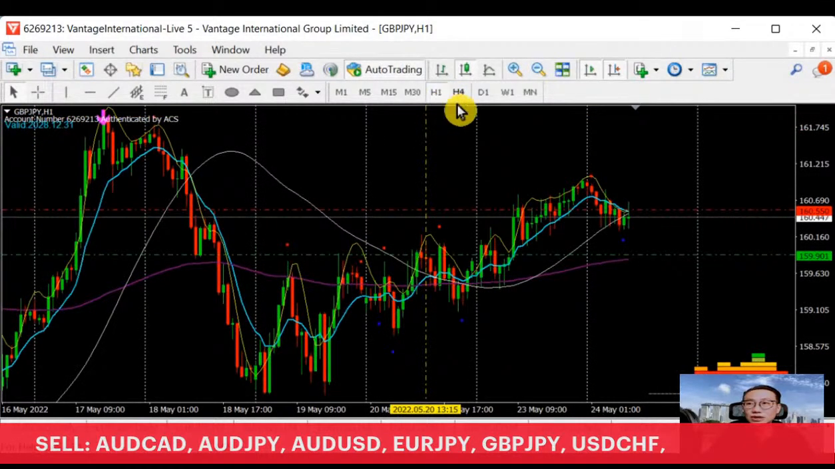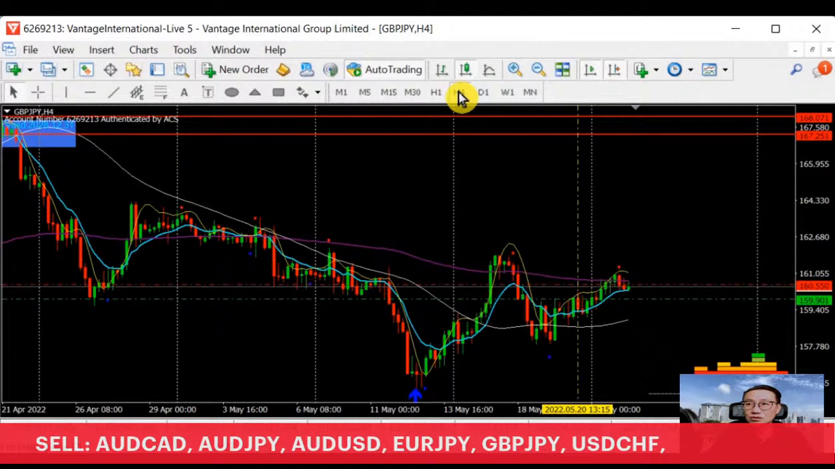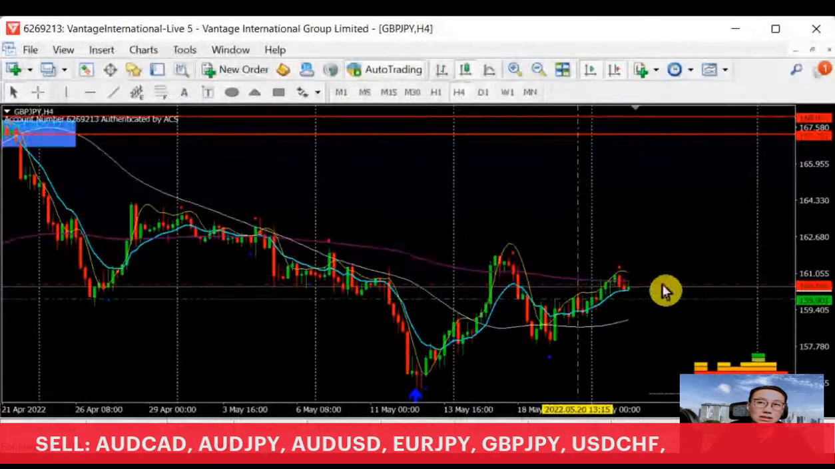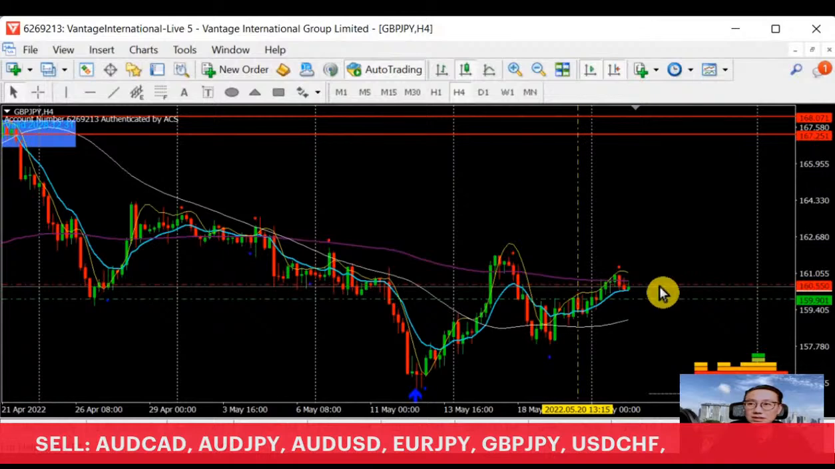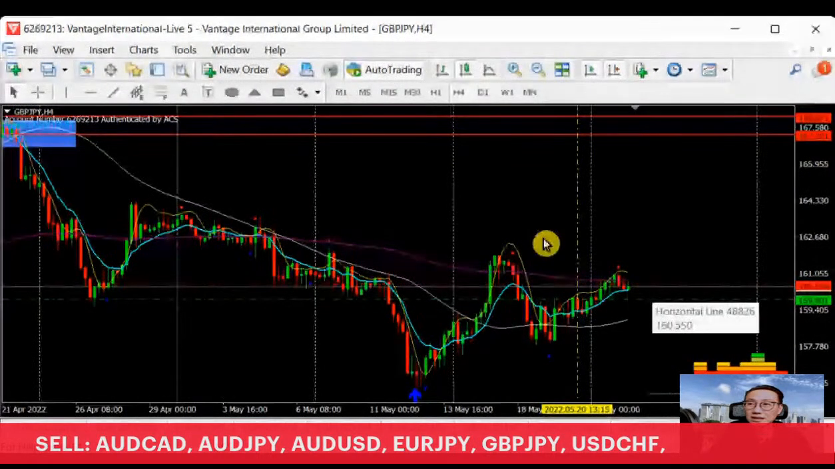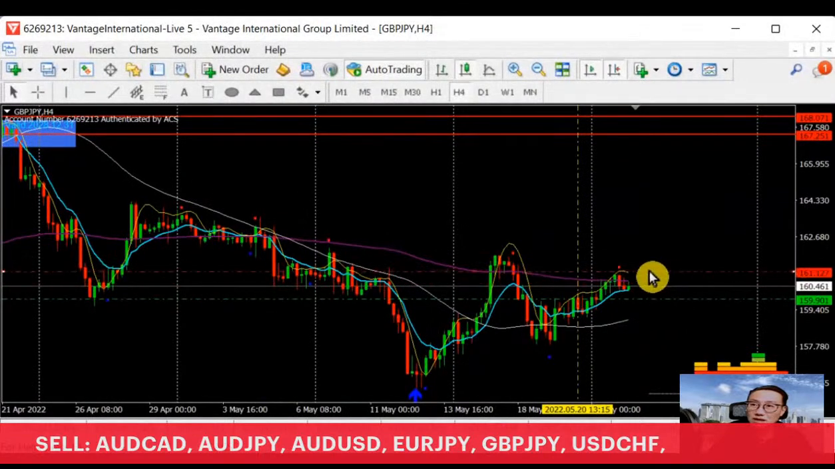So pound yen right now is actually having a rejection here. As you can see, it tested the resistance in the H4 resistance over here, correct? If this is a trending market, then we will be able to see that the previous support may become the resistance as well. But then again, I will still place this over here.